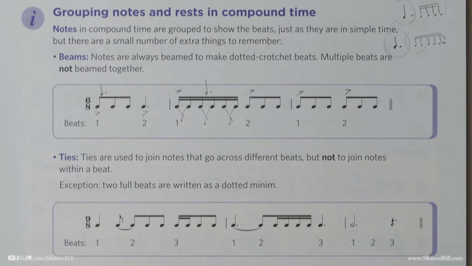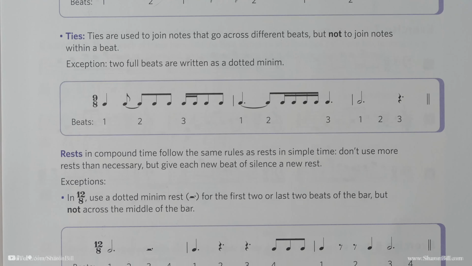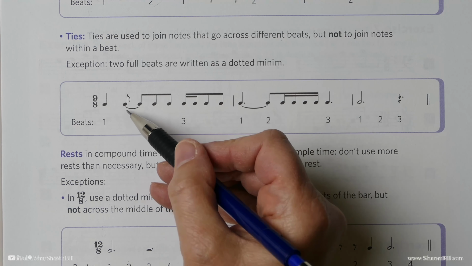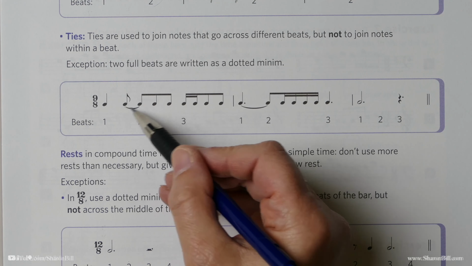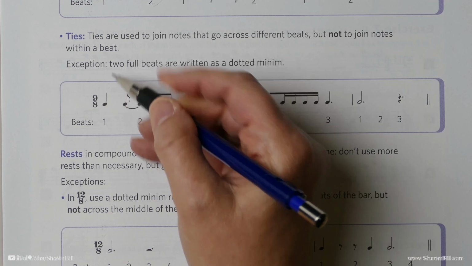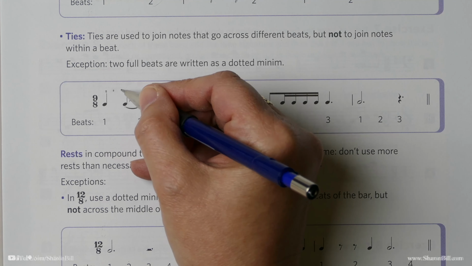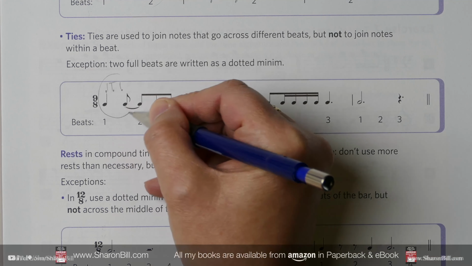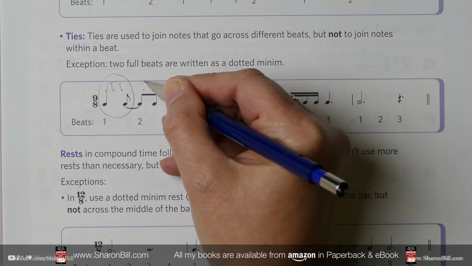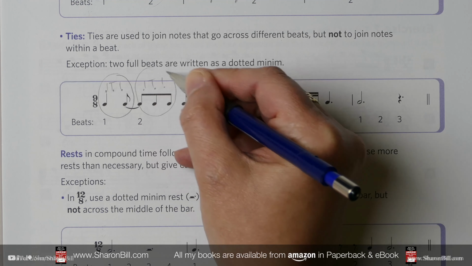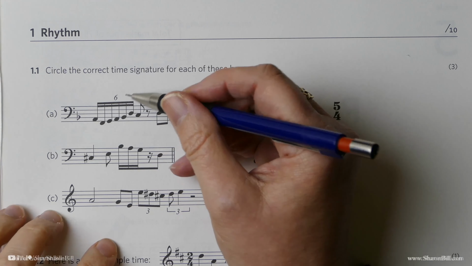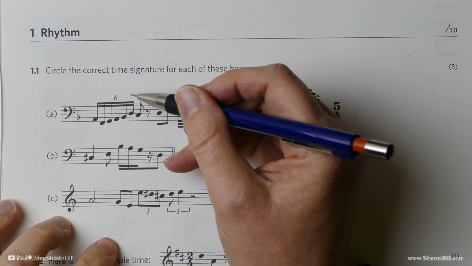However, we do need to use ties because, for example, here we could not write this as a crotchet because we need to show 1, 2, 3. The beam must start to show. So let's just take it a little section at a time.